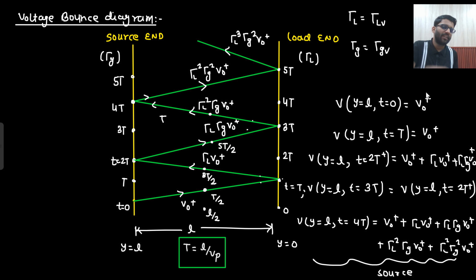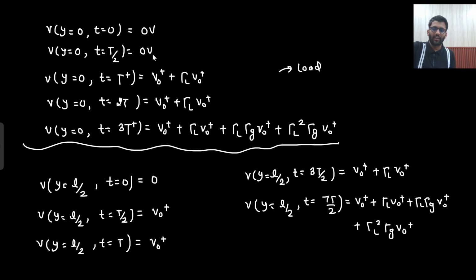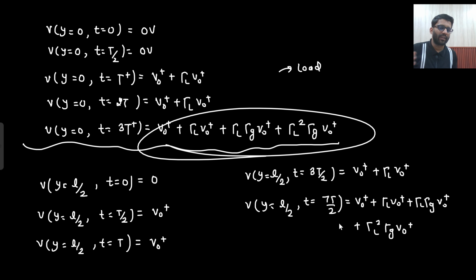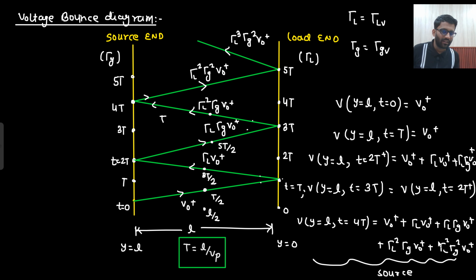So at source, what you are seeing, first it was V naught plus, then V naught plus gamma L, V naught plus, then gamma L gamma G V naught plus, then gamma L square gamma G V naught plus. In that manner, voltage is increasing. So here what you can see, V naught plus gamma L V naught plus. So eventually this voltage you are getting. Same voltage you are getting here as well, right? These kinds of voltage you will get here as well.